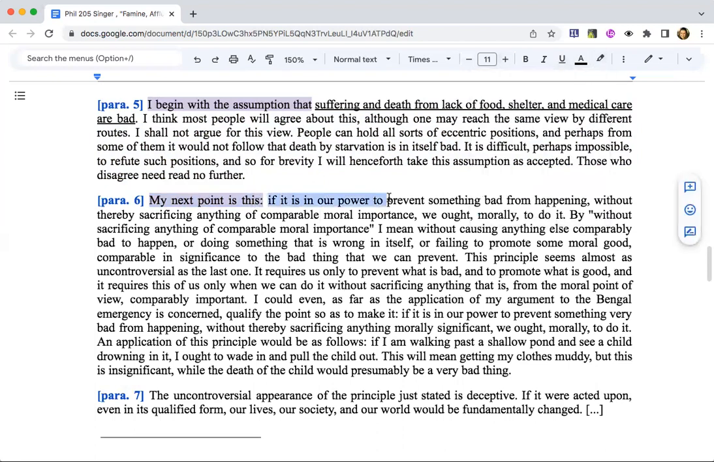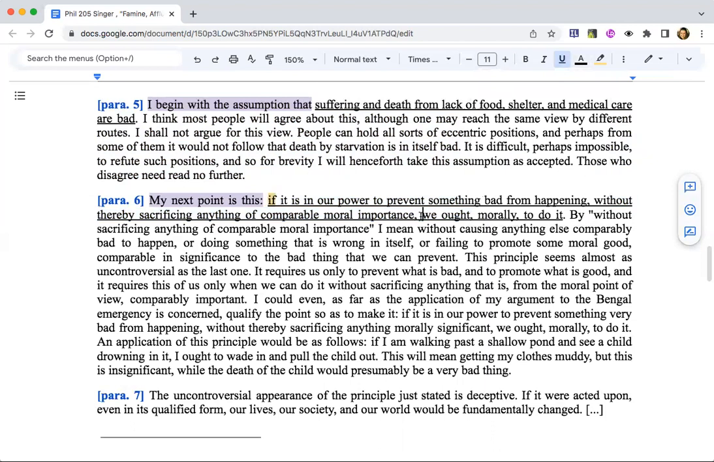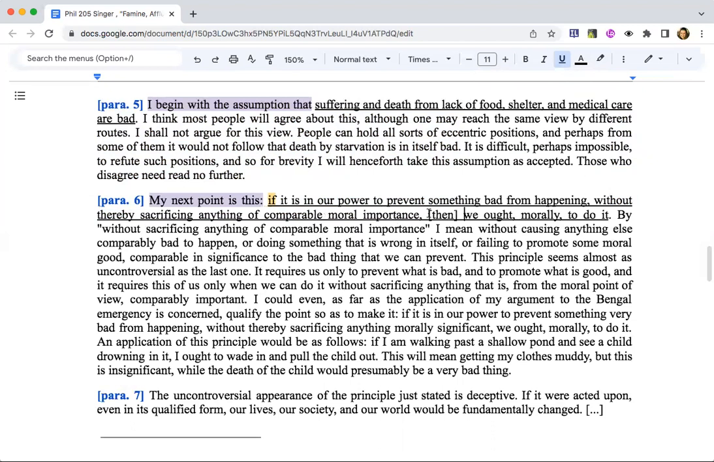If it is in our power to prevent something bad from happening without thereby sacrificing anything of comparable moral importance, we ought morally to do it. This is a principle about when we have a moral obligation to act. Notice that it is an if-then claim. It's a conditional statement. So I'm going to highlight the if because this is an important fact. And in English, we often don't state the then, but I'm going to fill it in here just to make the structure of the sentence super clear.